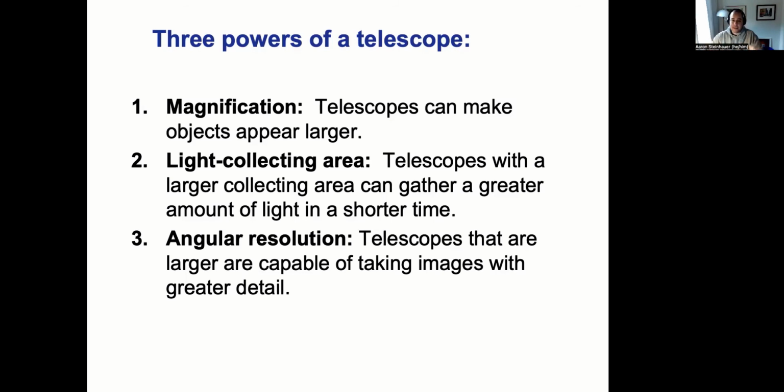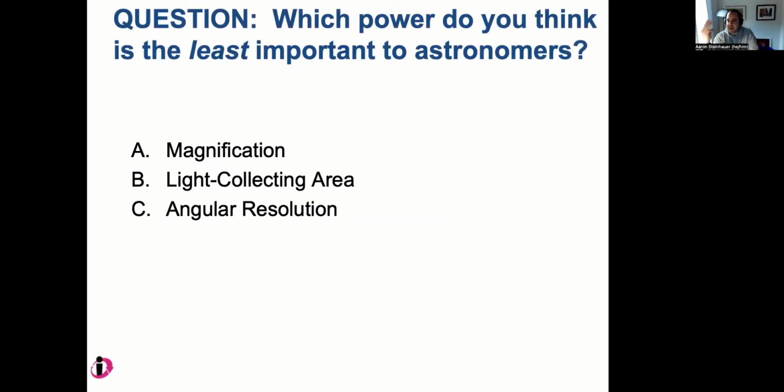So here's a question for you. Which of these 3 powers do you think is least important for an astronomer? Obviously, there's no top hat here, but go ahead and write down a guess. What do you think? Magnification, light gathering area, angular resolution. Which do you think is least important to an astronomer?